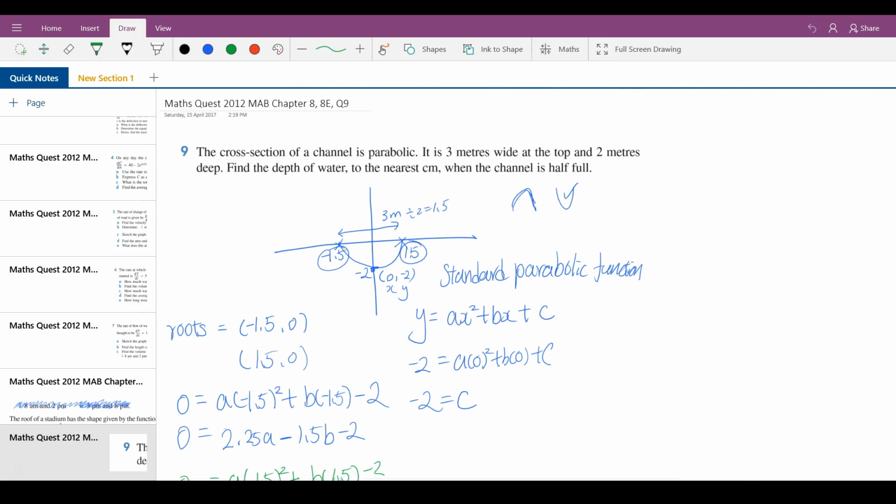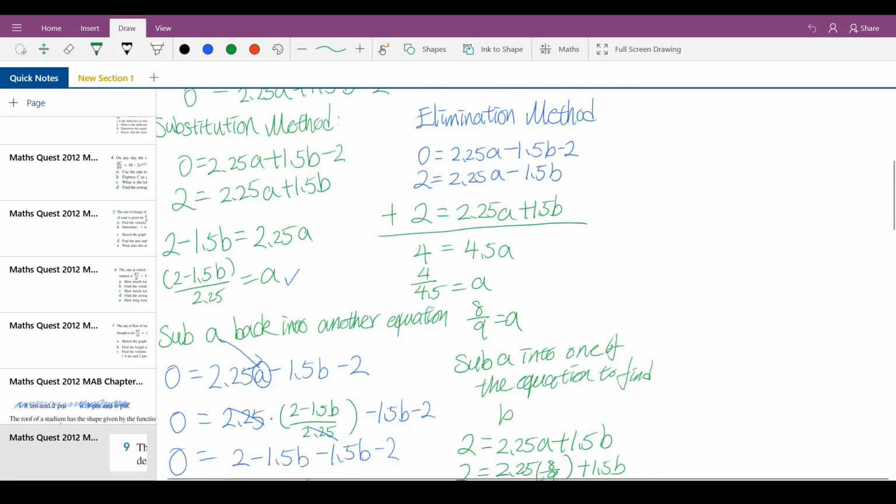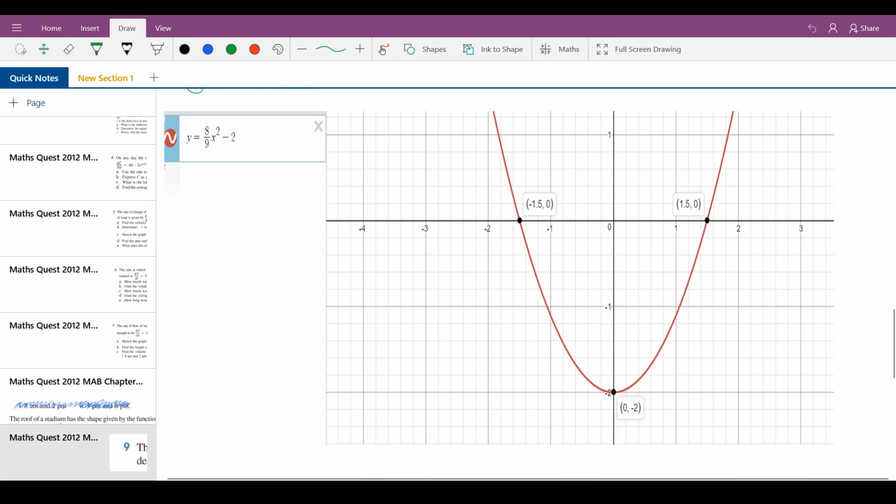Find the depth of water to the nearest centimeter when the channel is half full. All right, so look at the channel. Half full is, I don't know how full is half full, but I can imagine half of this being full. That would be half full, right? So first I want to find out how full is half full. We have to integrate the function to find the area between the curve.